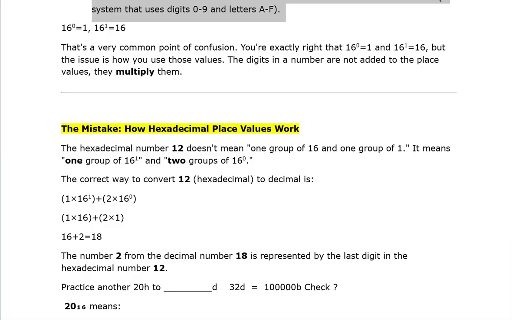So this is the correct way to convert a 12 hex to decimal. And so we'll group it in two groups, 16 to the 1 and 16 to the 0. And as you see, we got 16 to the 1 and 16 to the 0. So if you multiply this out, this becomes 16. And then this is essentially 1. So 2 times 1 is 2, and you end up with 18.